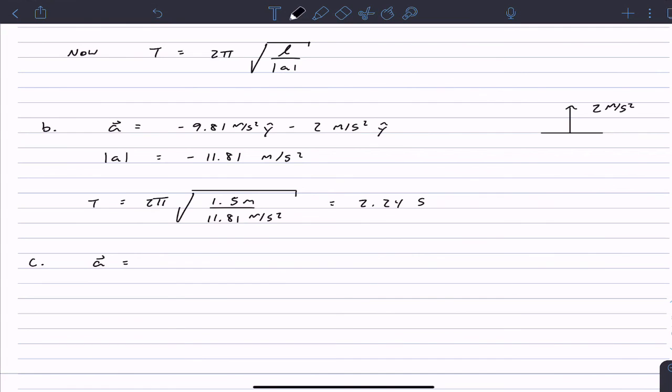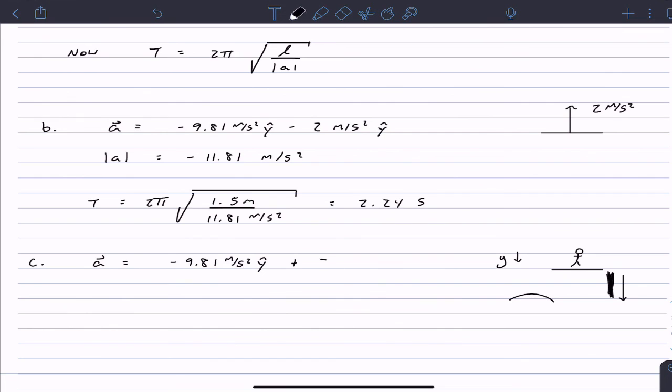We're told now that the elevator is accelerating downwards. So the pendulum is here, right? But let's say you're on an elevator accelerating downwards. The Earth is pulling you down, right? So there's a gravitational force pulling you down. But because the floor is falling from under your feet at 2 meters per second squared, it's actually opposing. You're going to have an opposing acceleration. So we have here negative 9.8 meters per second squared y-hat.